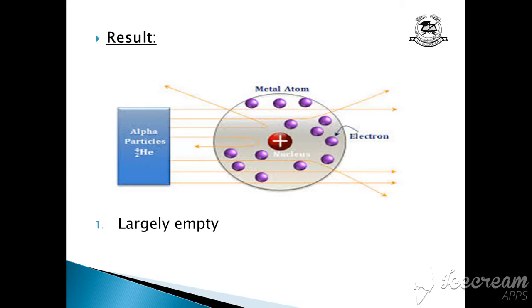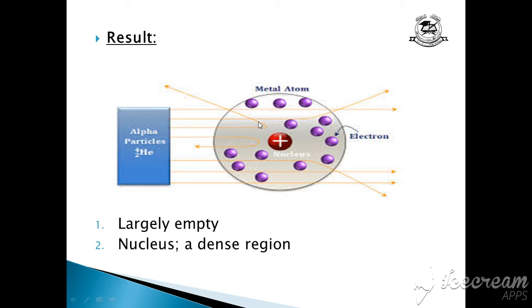So what is the result? From the result of his experiment, Rutherford concluded that the volume occupied by an atom must be largely empty, as most of the alpha particles pass through the foil undeflected. It means it is largely empty. This is written on your page number 48. You can see it in your book also.